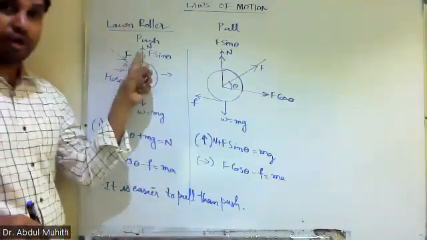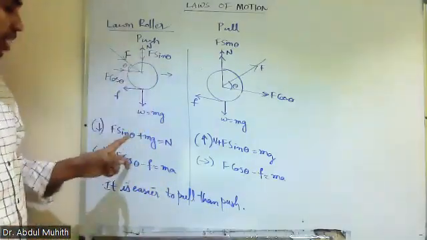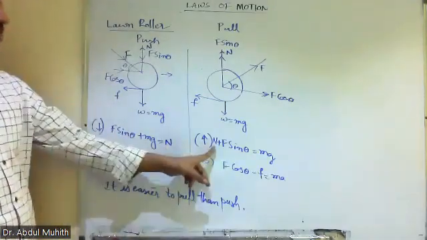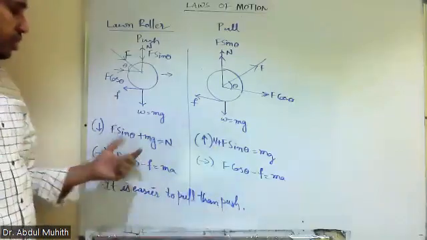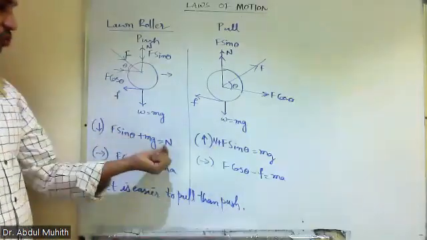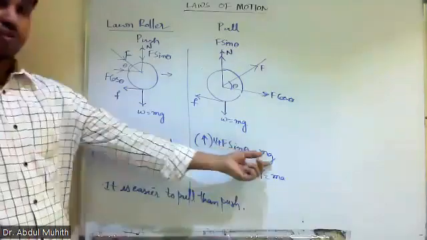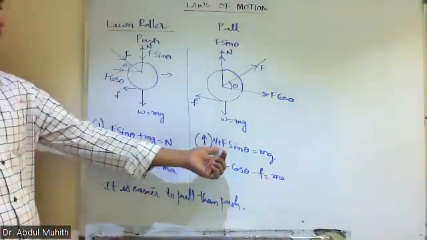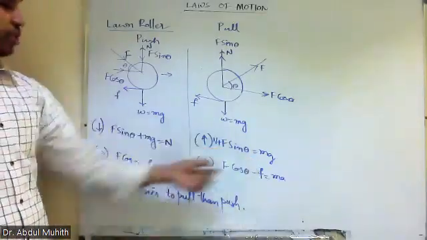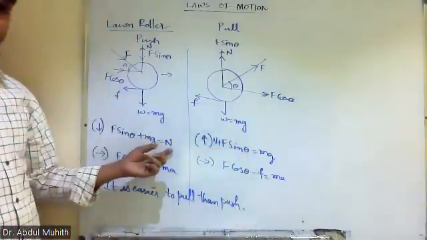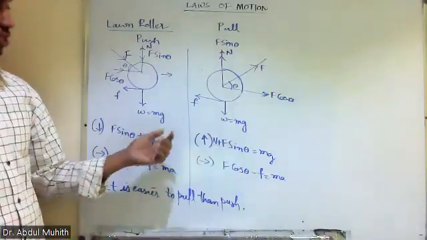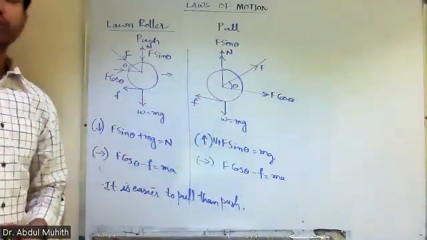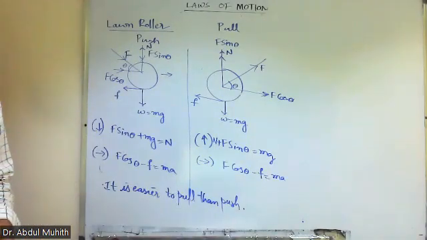Here we forgot to add normal reaction. So what will happen now? F sin theta plus mg equal to capital N. Here N plus F sin theta equal to mg. So here these two forces are equal to normal reaction. Here these two forces are equal to the weight. So that is the reason. Upward force is more than the downward force here; here the downward force is greater than the upward force. That's the reason pulling is easier than pushing. Clear? It's easier to pull than push.